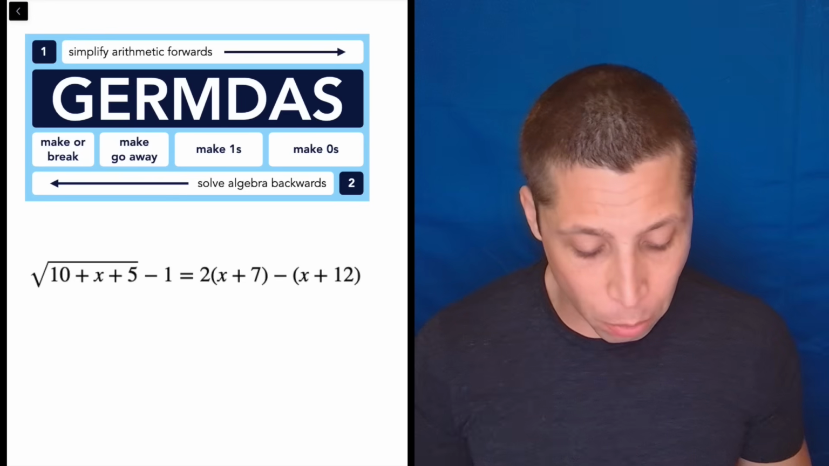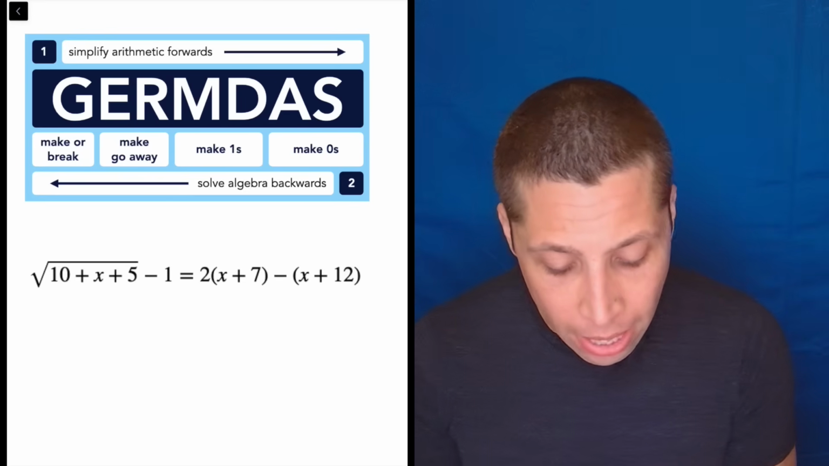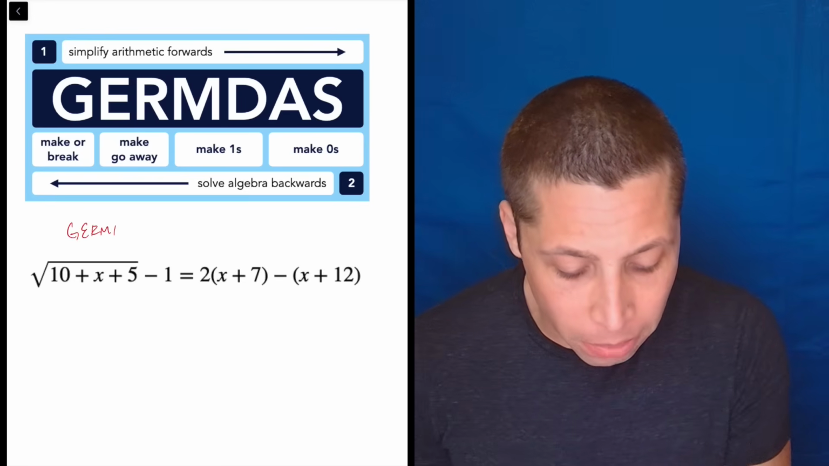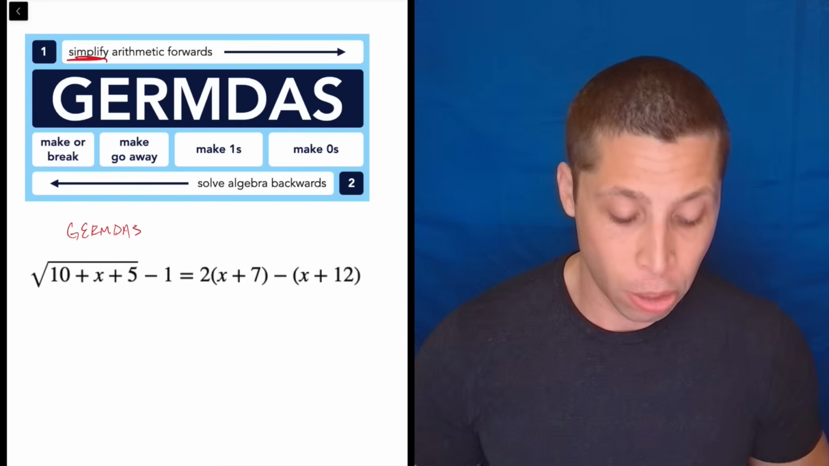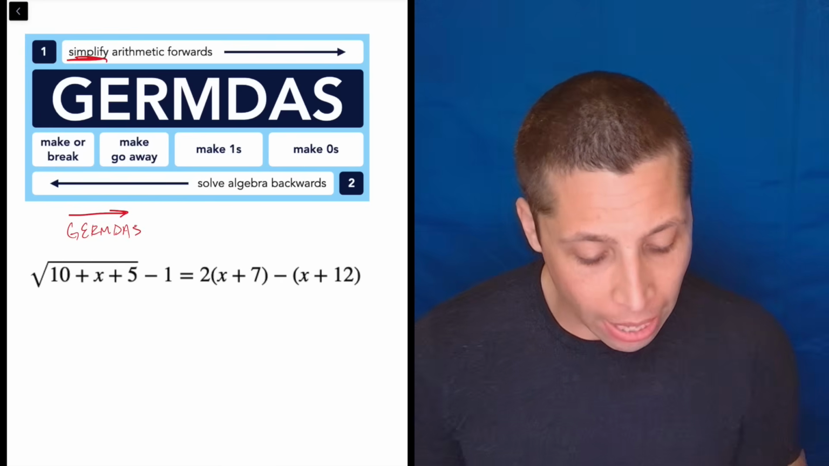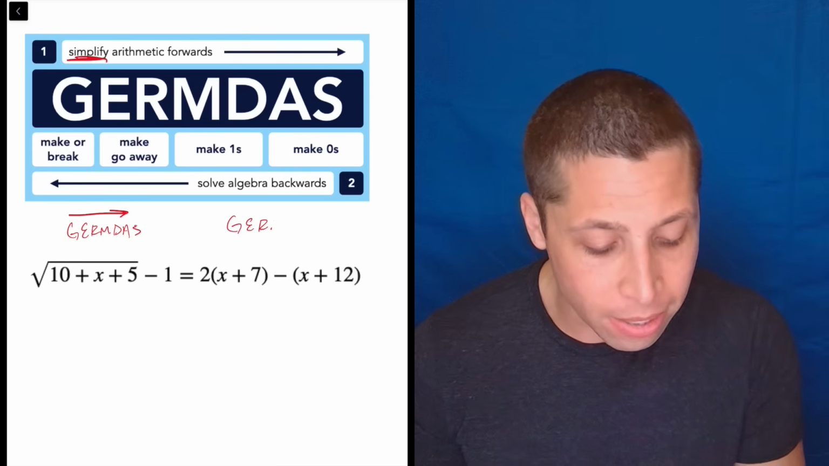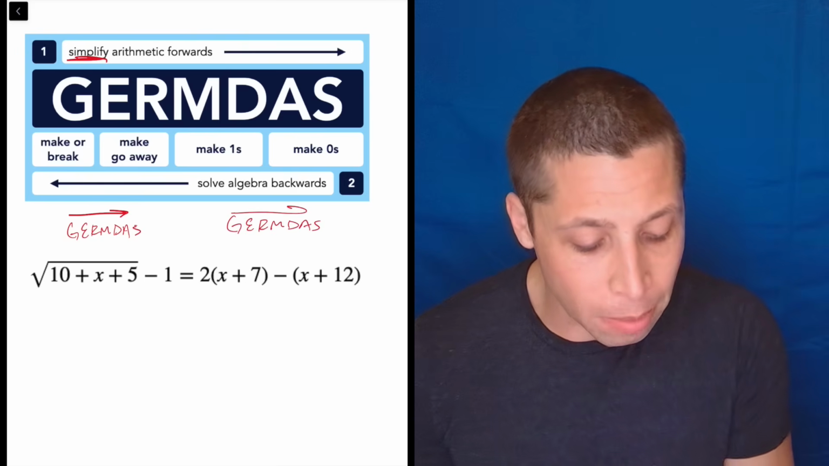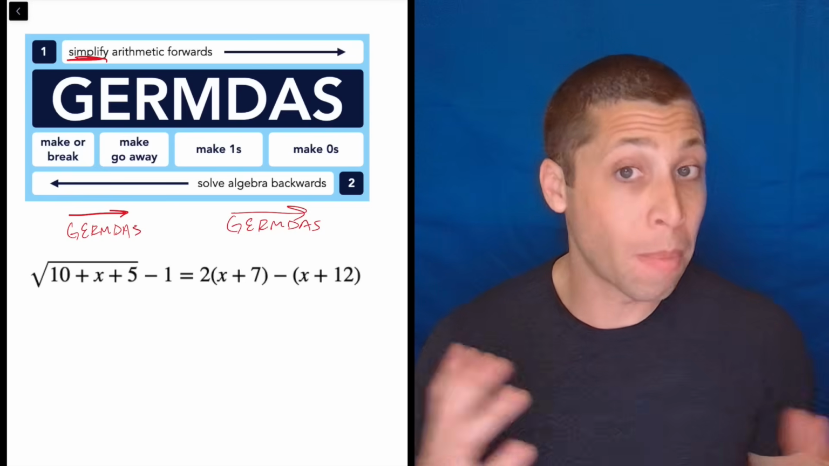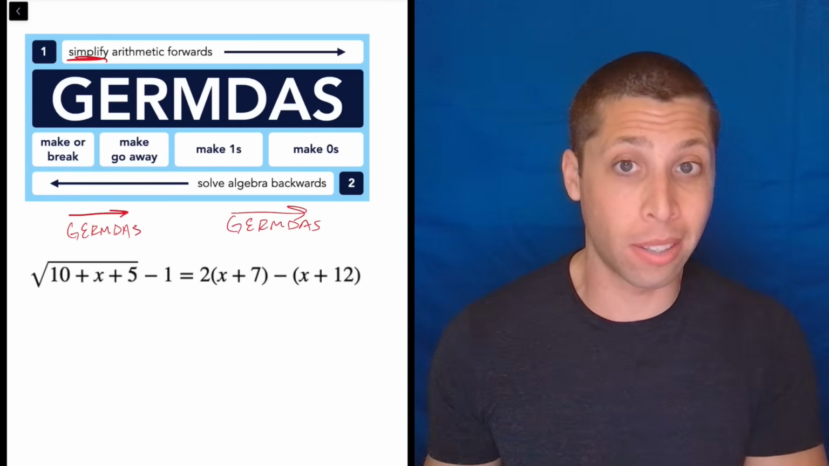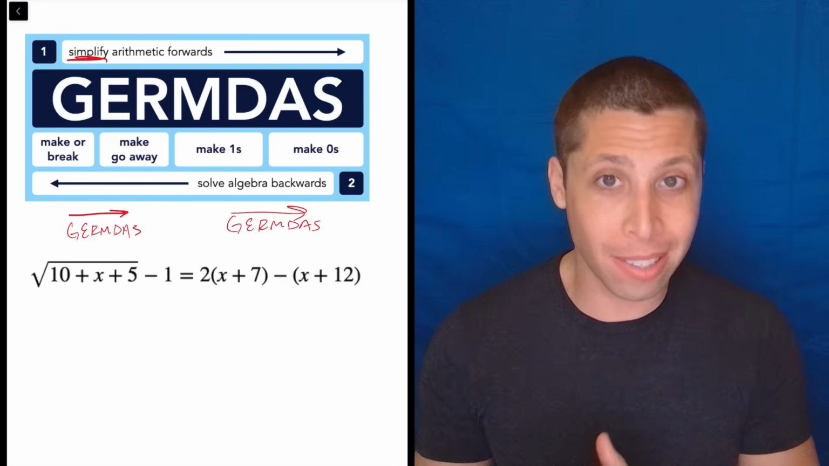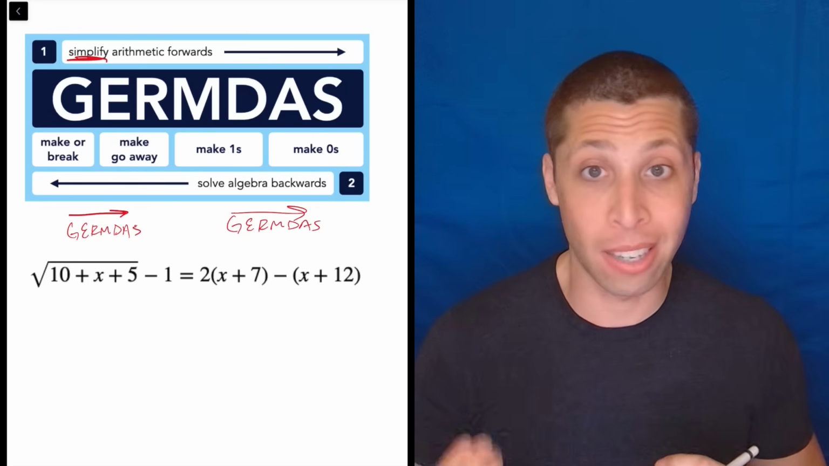And so the first thing I'm going to do is, on each side, think about a mini GERMDAS, because my first move is to simplify arithmetic. So I want to go forwards through it, and I need to think of each side separately as its own little mini simplification step, right? So I'm not moving anything across the equals until I absolutely have to. If I can condense things on one side, I'm going to do that first. I'm going to make it simpler so that when I move things, there's less stuff to get lost.